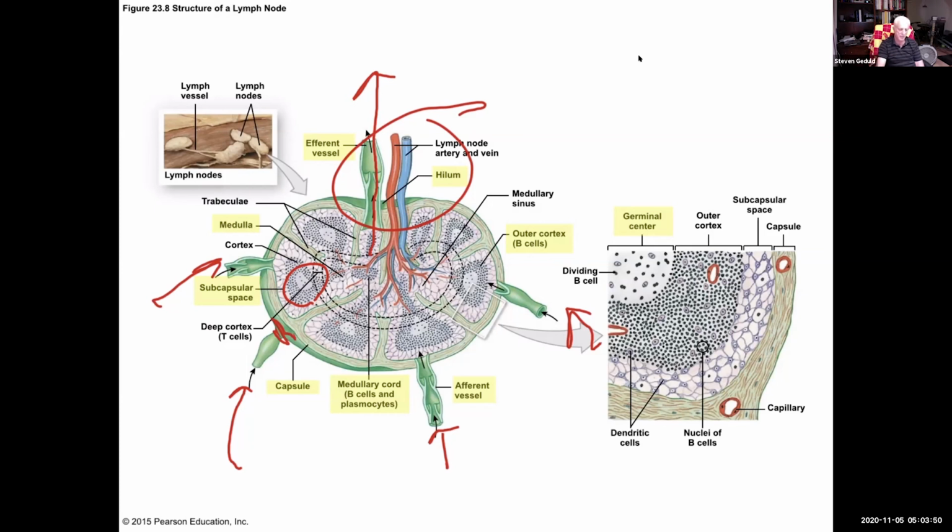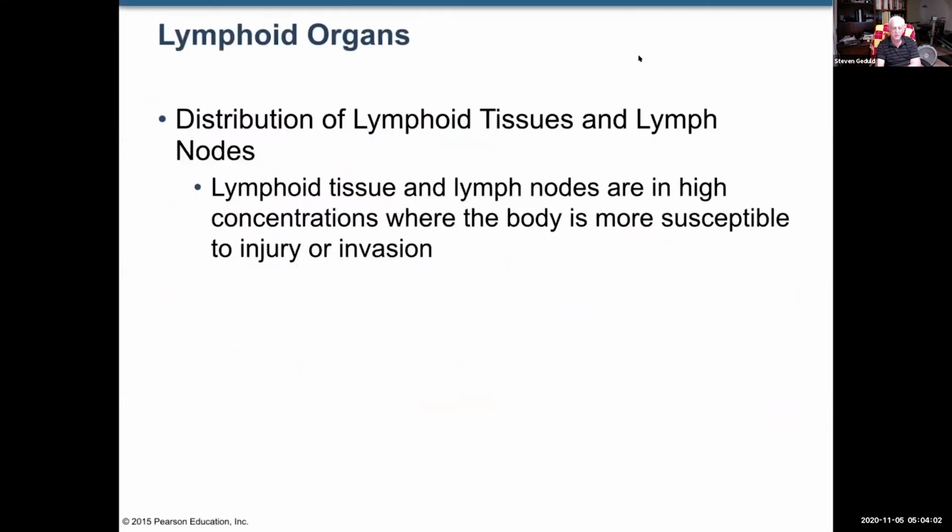And this is what the lymph nodes look like right in here. These little white, rod-shaped things. They're kind of a squished circle. So lymphoid tissues, lymph nodes are in high concentration where the body is susceptible to injury or invasion from pathogens coming in. Like when you breathe in air or take in food, that's when infections get in your body, and that's where these nodes are concentrated.